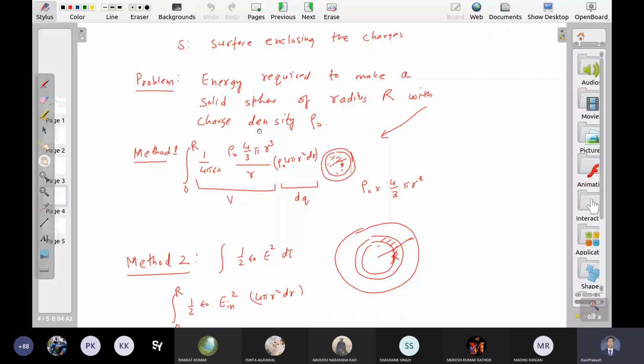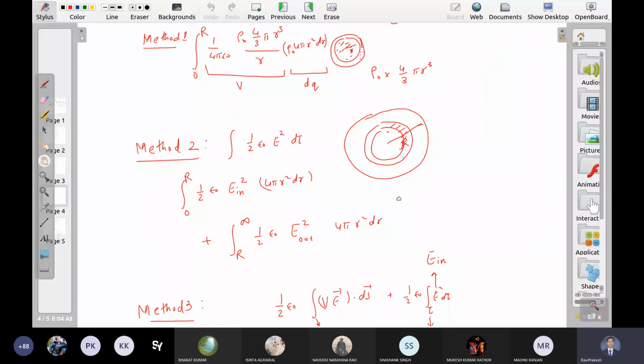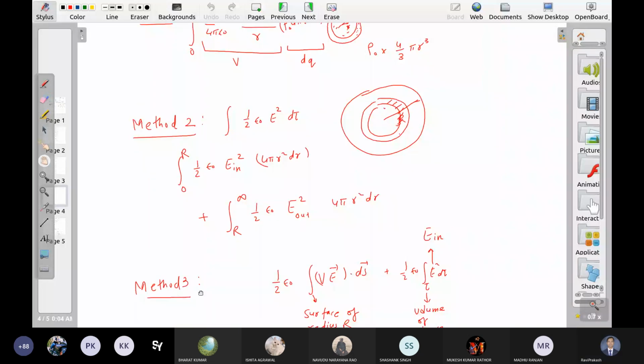The way we are constructing the sphere, you can calculate in that manner. In methods 2 and 3, we are not constructing the sphere. The sphere is already made, but we can still calculate the energy by looking at the electric field generated by it. Okay. All right.